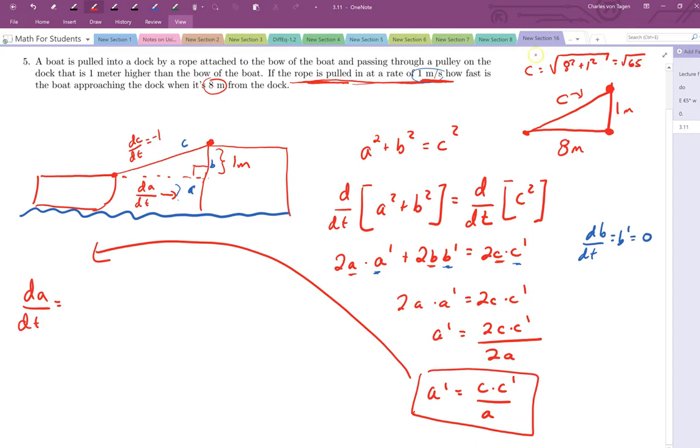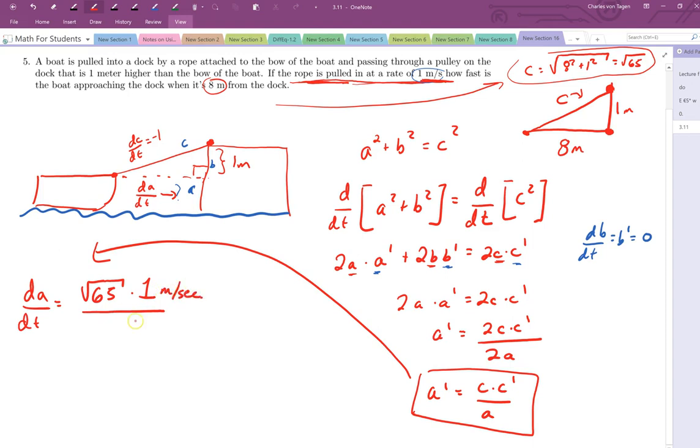Okay. So this was the one specific instance that we were interested in, and that's going to help us calculate the dA/dt. So we have the square root of 65 times c prime. What is c prime? Well, c prime is 1. This boat is being reeled in at a constant 1 meter per second. I'll go ahead and put that there. All divided by a, and what was a? 8 is this 8 meters. Put a meters there as well. So we've got c times c prime divided by a, and when everything clears, we get the square root of 65 over 8 meters per second.